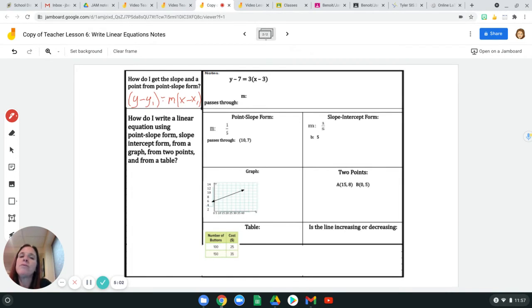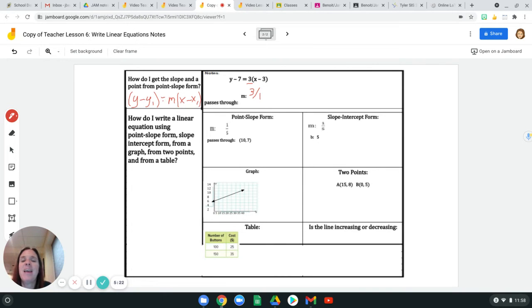M is found in front of the x parenthesis, right? So my m looks to be a positive 3. But remember, we're going to write slope as a ratio, a rise over a run. So 3 is the rise, and we're going to put that over 1, which is the run.